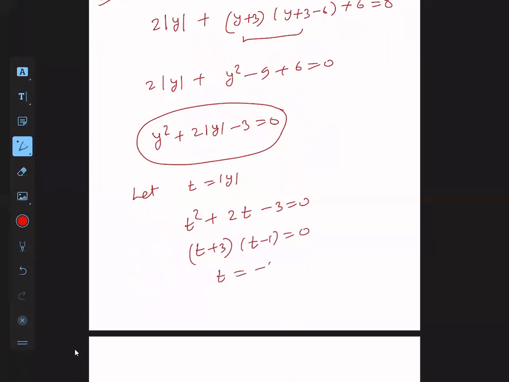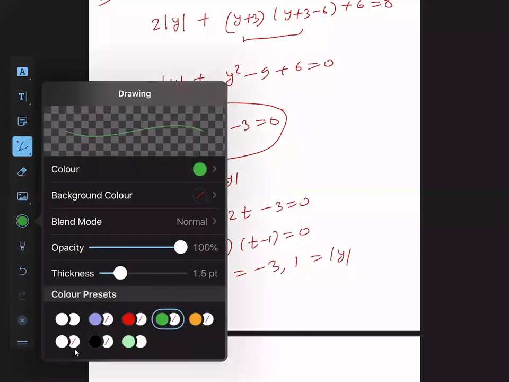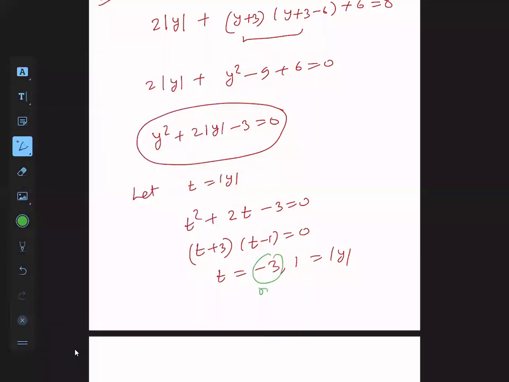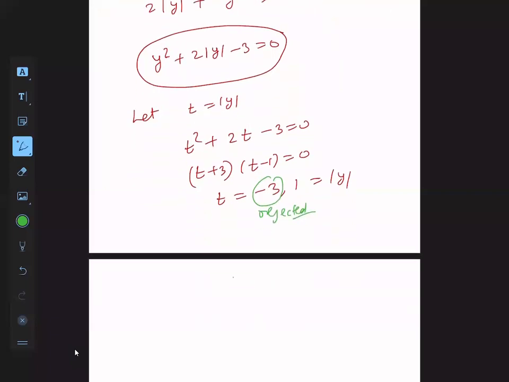So t is equal to minus 3 or 1, and t is equal to mod y. But mod y cannot be negative, so I have to reject minus 3. So mod y is equal to 1, that is y is equal to plus or minus 1.